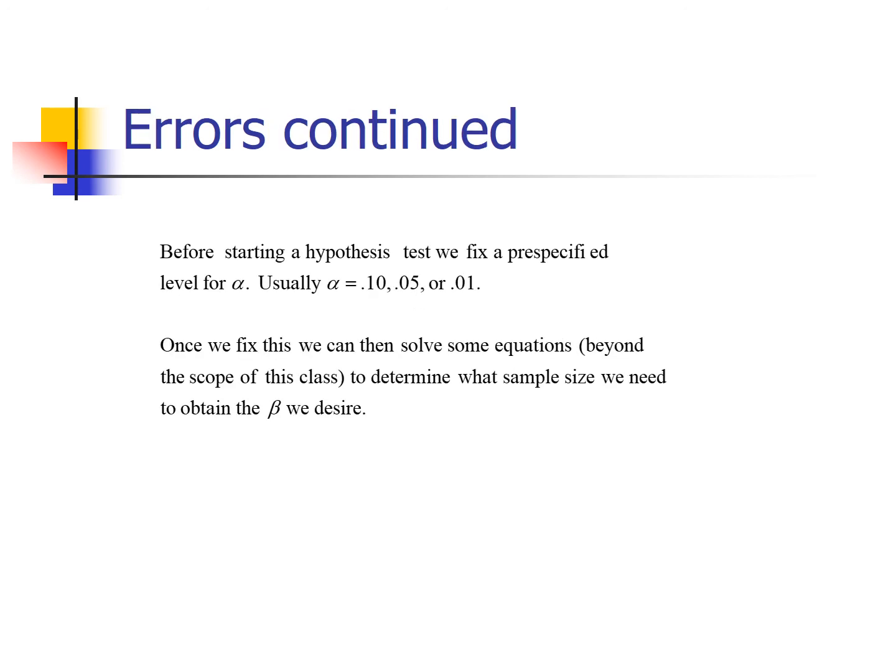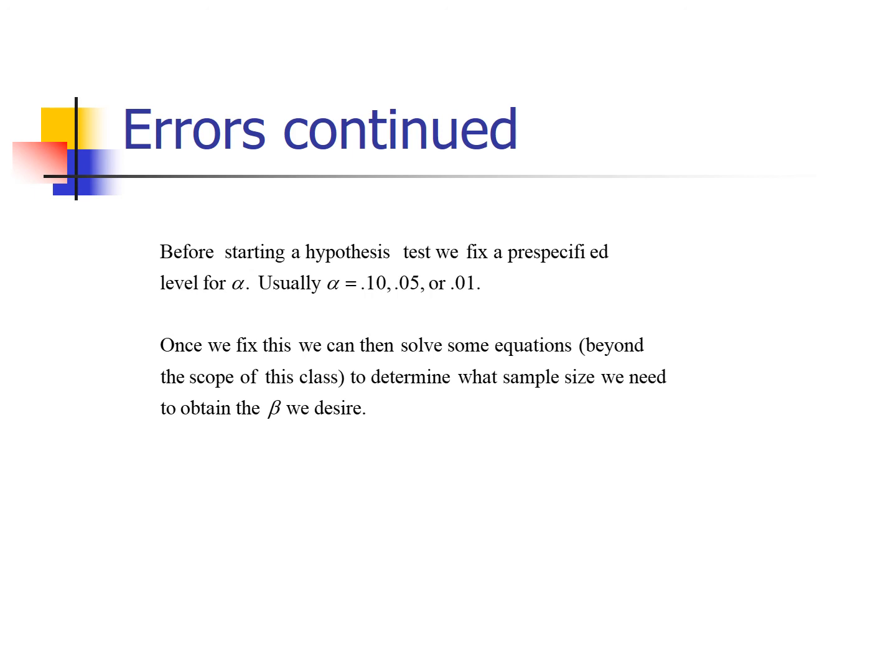So, classical hypothesis testing starts like this. We will continue with the details in the next PowerPoint. We generally fix a pre-specified level for alpha. We generally decide ahead of time what our alpha is going to be. It's generally accepted that alpha is more important than beta, so it becomes our starting point.